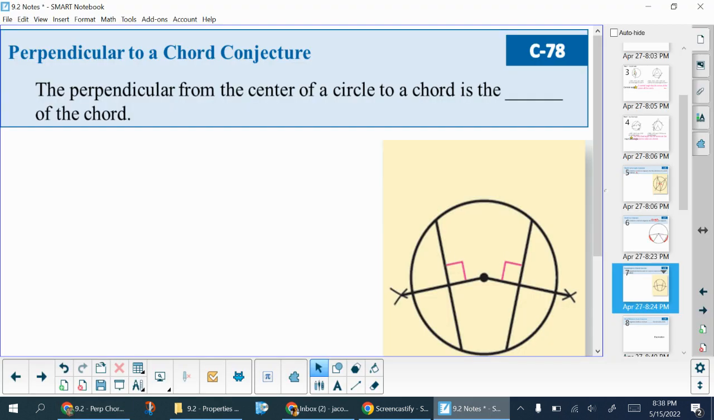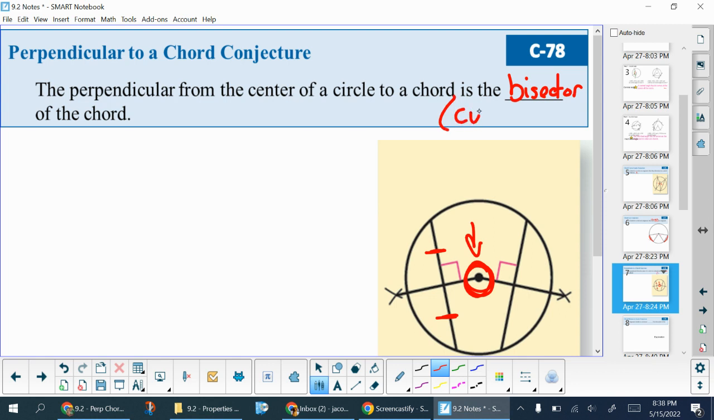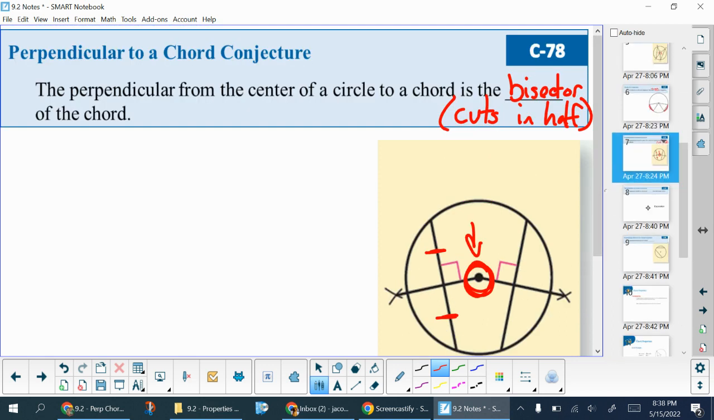And so the definition here, or what's going on here that they want us to get to, is that if I have a chord and I make a perpendicular through the center, it's got to be through the center, the perpendicular line is the bisector, is the fancy word. It cuts it in half. Of that chord. So when you see some example questions at the end here, you're gonna see some algebra or some missing pieces that you have to find.